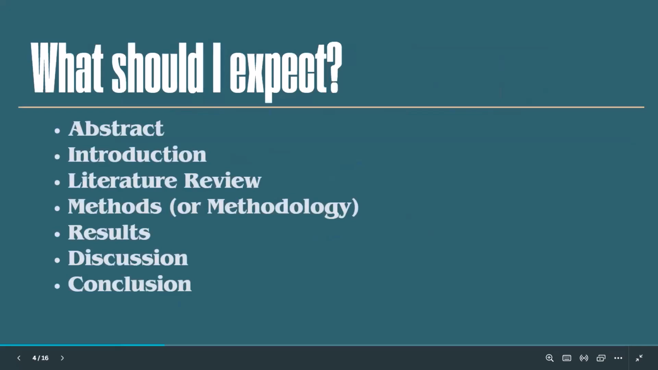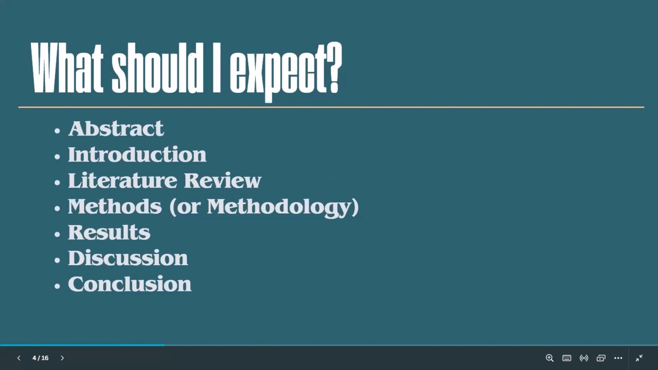So what do we expect when we get into a scholarly article? Typically, it's broken down into quite a few parts, and we're going to talk about them in more depth in a moment. So those parts are going to be the abstract, the introduction, the literature review, methods, sometimes called methodology, results, discussion, and conclusion.